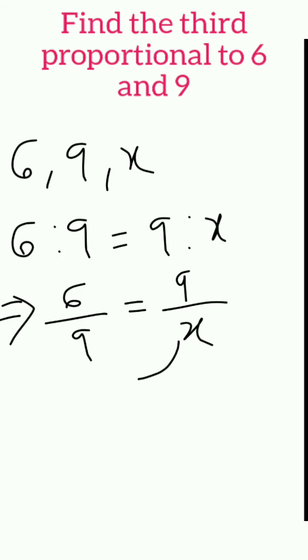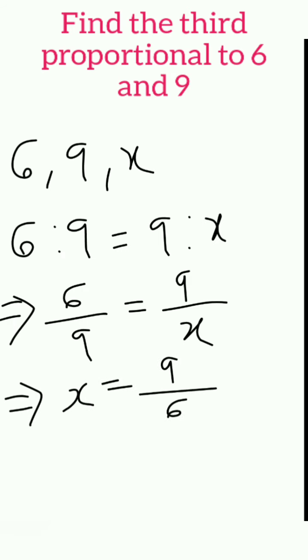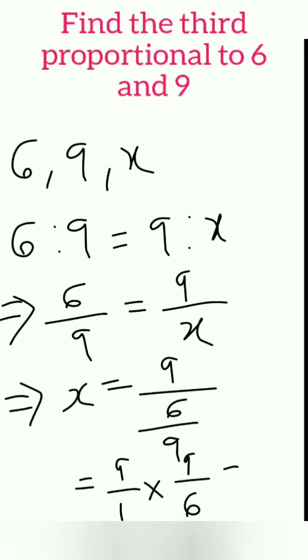So for that I am taking x to the left hand side and 6/9 to the right hand side. So I will get x is equal to 9 divided by 6/9, and this is equal to 9 divided by 1 into 9/6, and this is equal to 81 divided by 6. So this is the third proportional to 6 and 9.